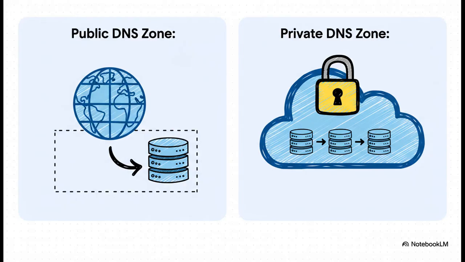Now, this is where it gets really interesting, because there's a huge difference between being public and being private. A public DNS zone puts your app on the world map. Anyone on the internet can find it. But a private DNS zone, that creates a kind of walled garden. It's for your internal services to talk to each other securely inside your own little slice of the Azure cloud, what we call a VNet, without ever touching the public internet.